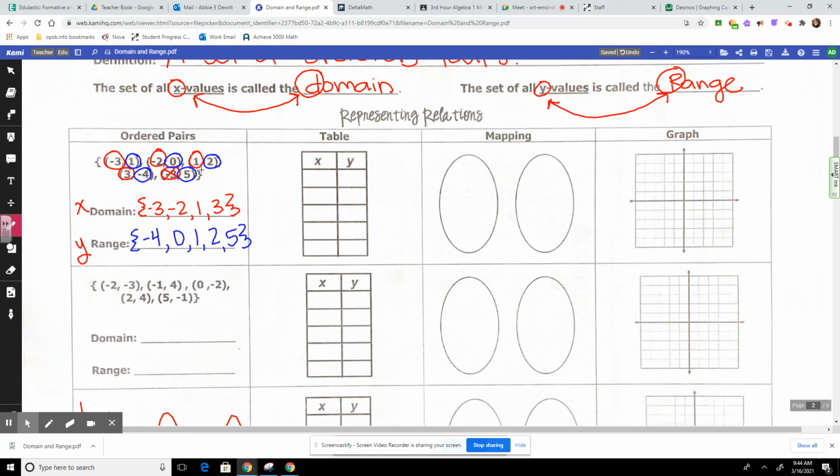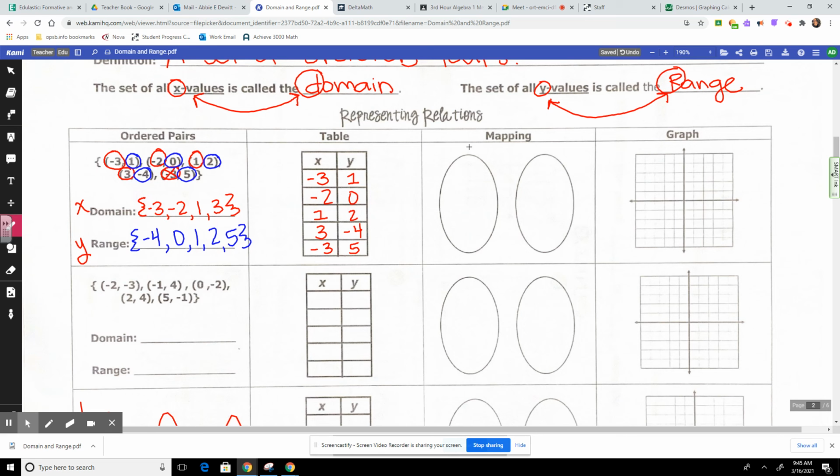And if I wanted to put those ordered pairs in a table, my x values are the first number that shows up in the ordered pair. My y value is the second number. So -3, 1 would be -3, 1. -2, 0. +1, +2. +3, -4. -3, +5. So that's how you transfer your ordered pairs to a table.